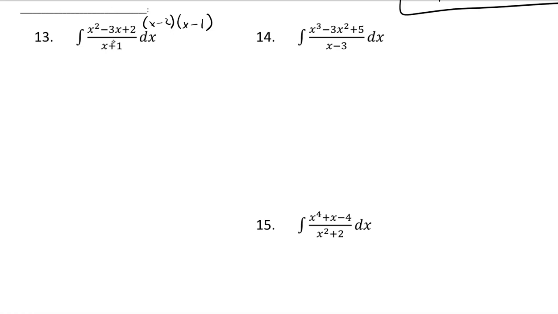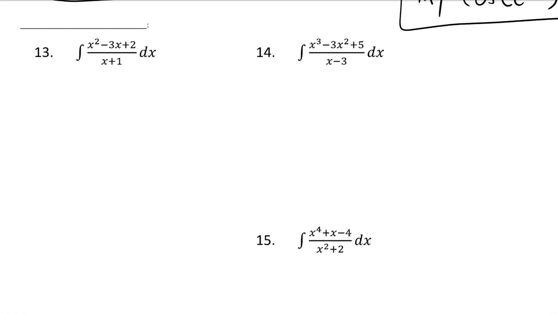I guess I could split this up into 3 integrations. Put this over x plus 1, and -3x over x plus 1, and 2 over x plus 1. And that might be okay. But really the way most people deal with these is with long division. So let me show you how that would potentially help you out here.